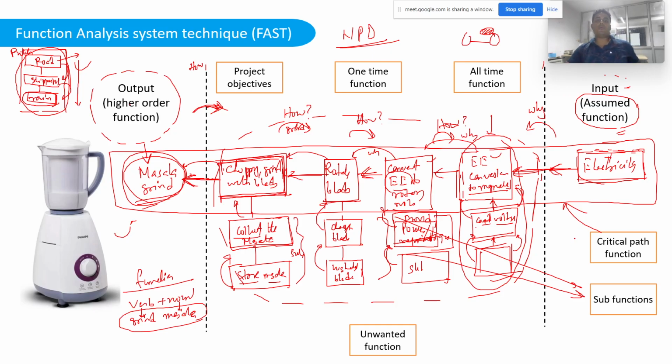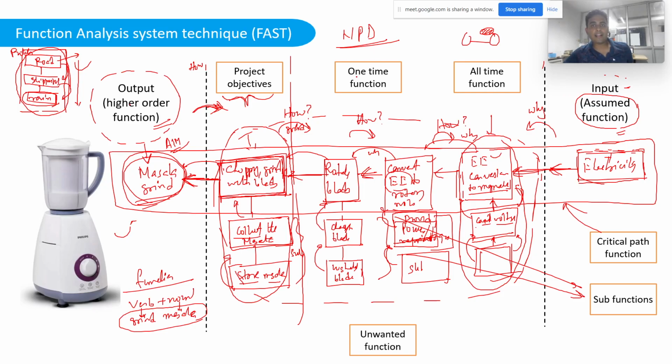When we do a functional analysis, we have some primary objectives. This first level is the higher order function. Anytime you work in a product based industry, we are given a project like, make a mixer which can grind masala. This is an aim, but then you break down the aim into certain objectives. So this first vertical set of things are your project objectives.